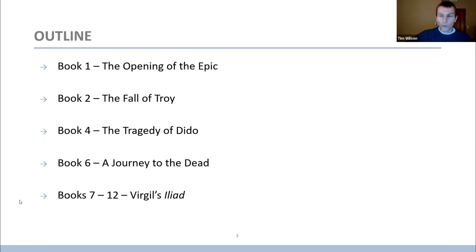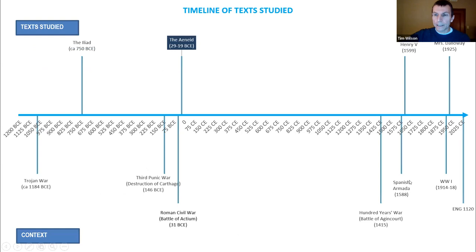So I'm going to look at the timeline now, so I've highlighted where the Aeneid is here in relation to the Iliad. So there's about 700 years that separate the writing of the Aeneid from when, our best guess, the Iliad was composed.